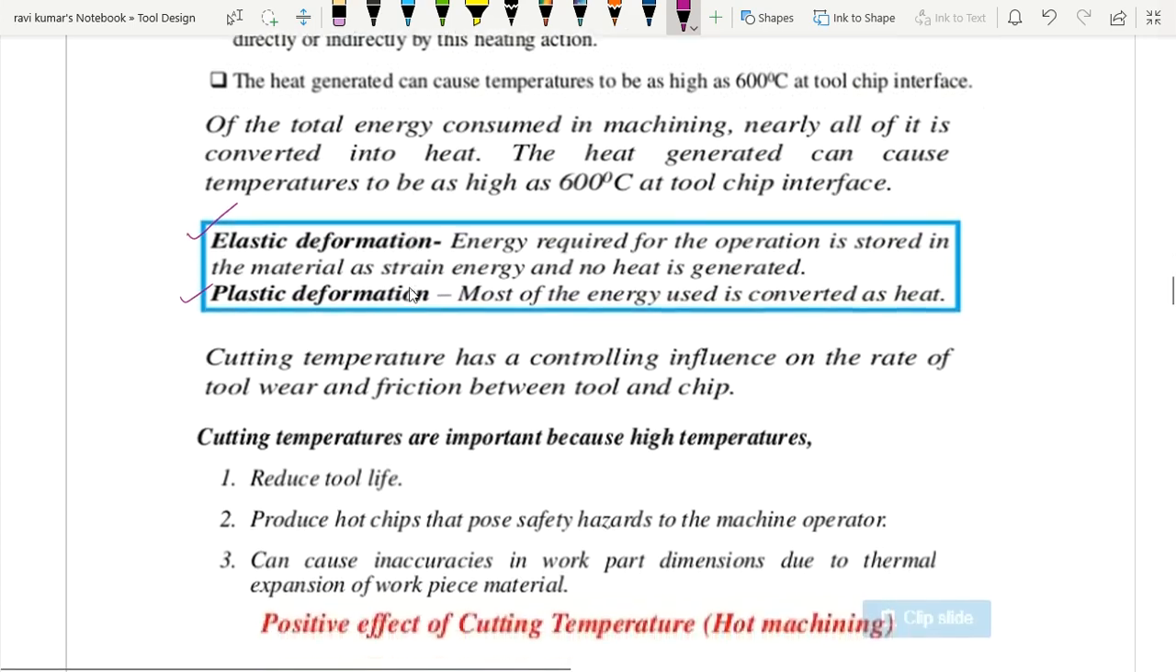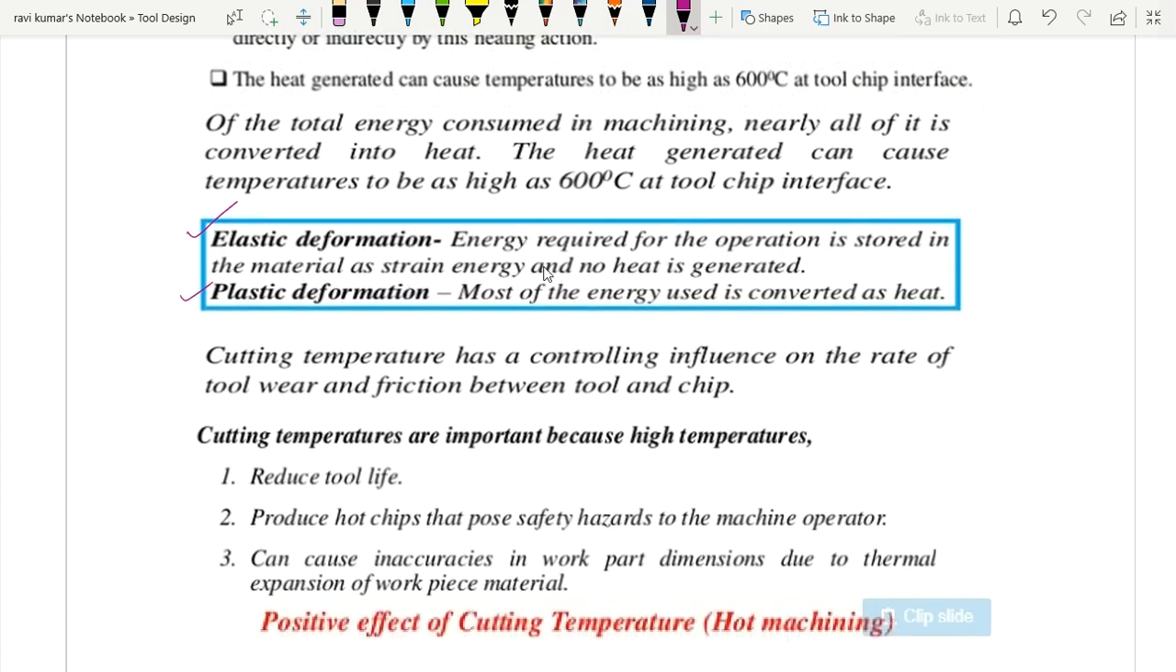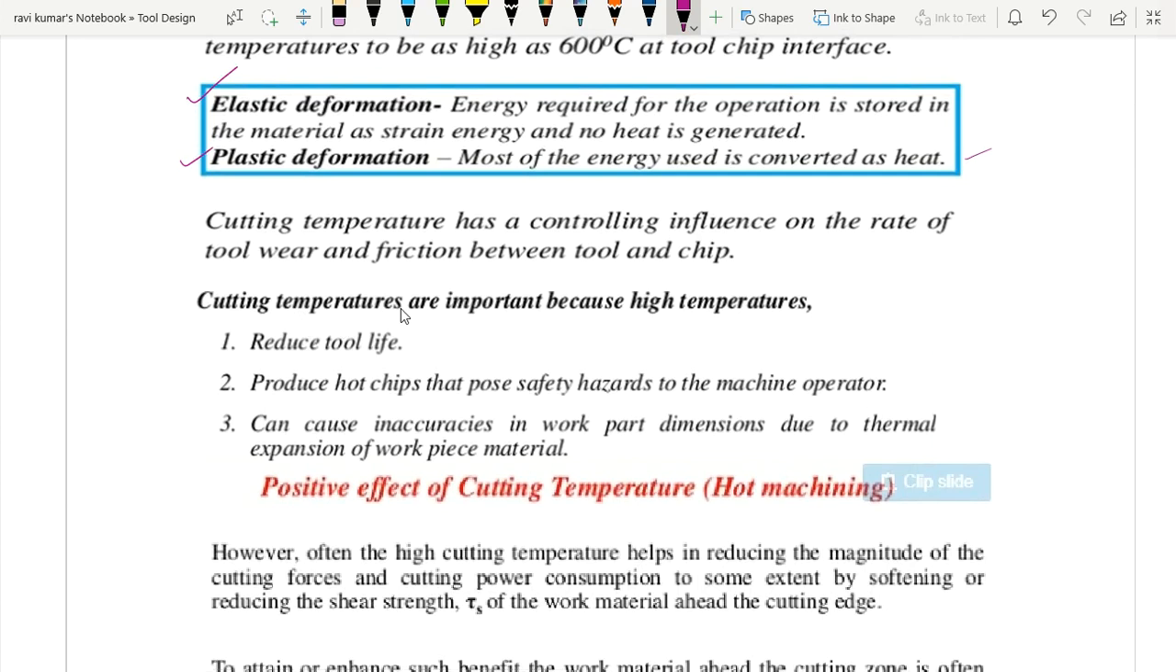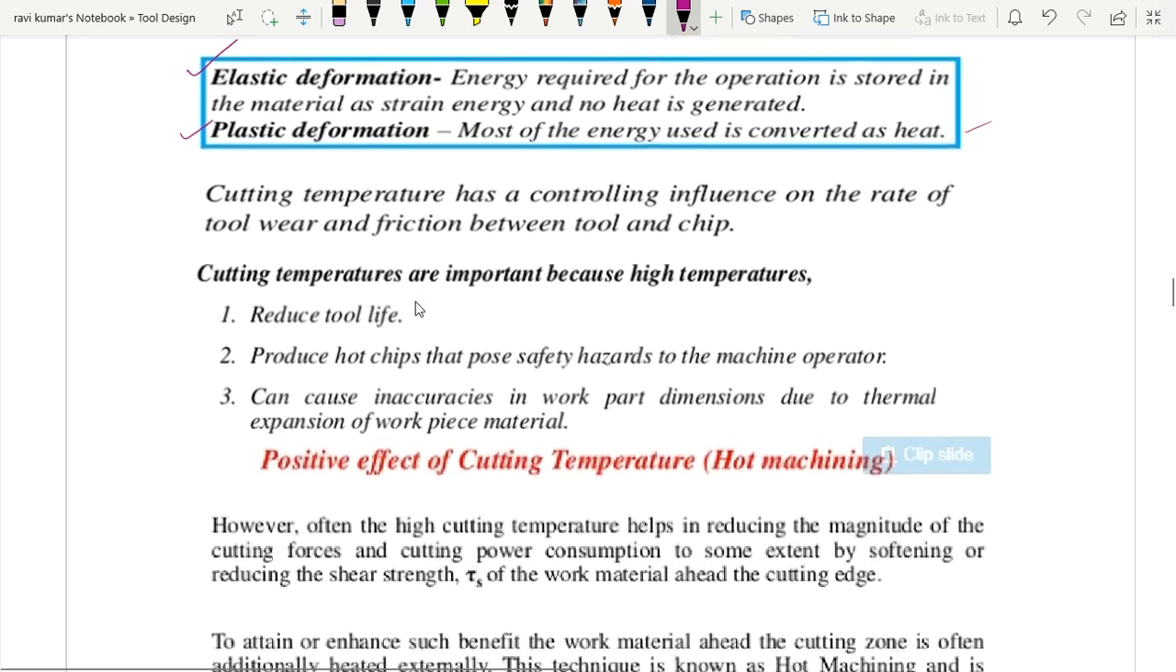Elastic deformation, no problem. The energy is stored as strain energy and no heat is generated. In case of plastic deformation, most of the energy is converted into heat because there is no reversal of deformation, right? On account of this excessive plastic deformation, there is going to be an increase in temperature surrounding the cutting region. That means so much of heat is generated.